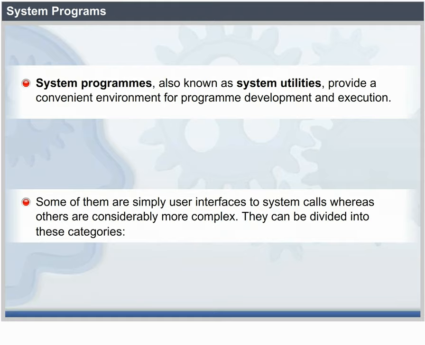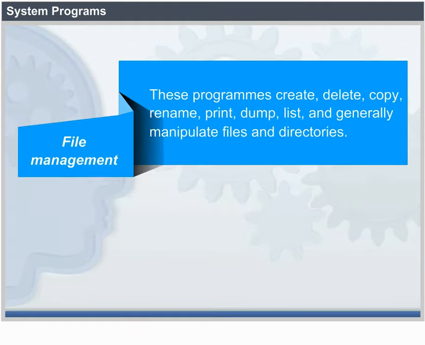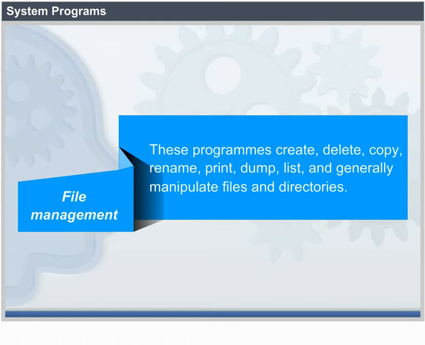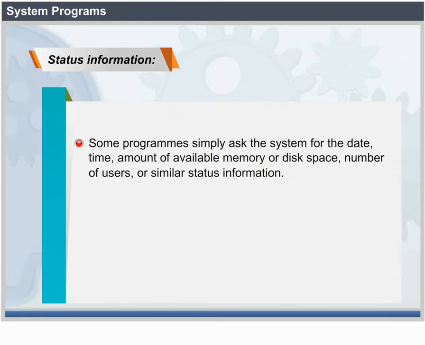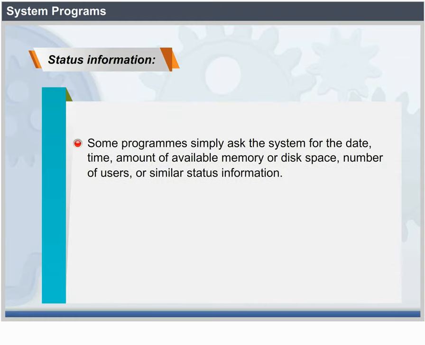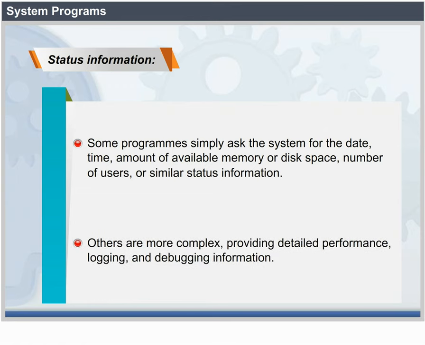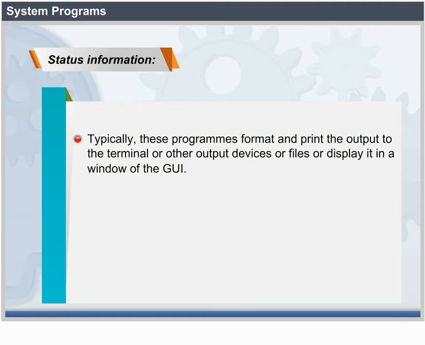File management. These programs create, delete, copy, rename, print, dump, list, and generally manipulate files and directories. Status information. Some programs simply ask the system for the date, time, amount of available memory or disk space, number of users, or similar status information. Others are more complex, providing detailed performance, logging, and debugging information. Typically, these programs format and print the output to the terminal or other output devices or files, or display it in a window of the GUI.